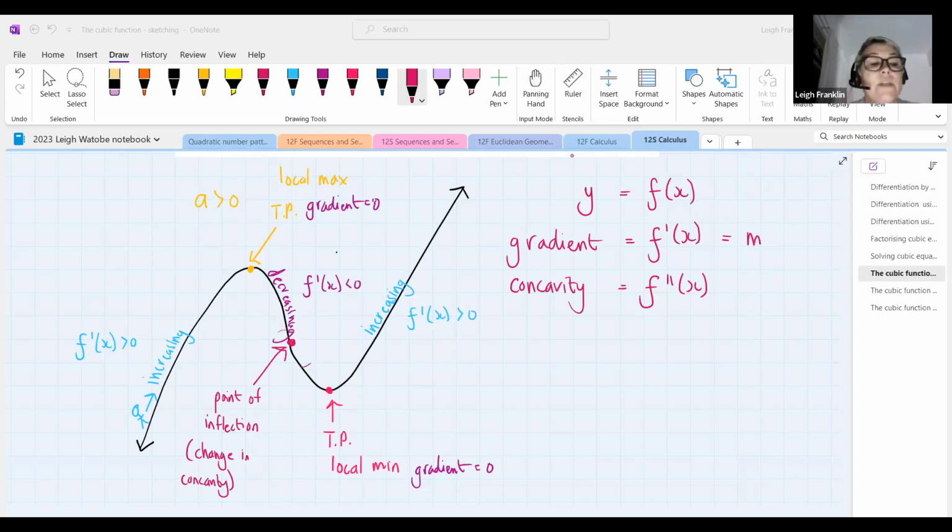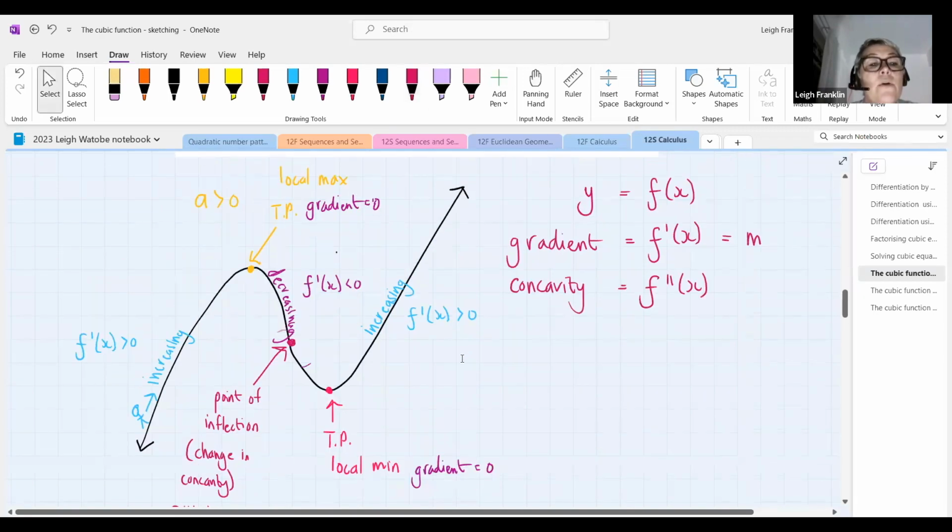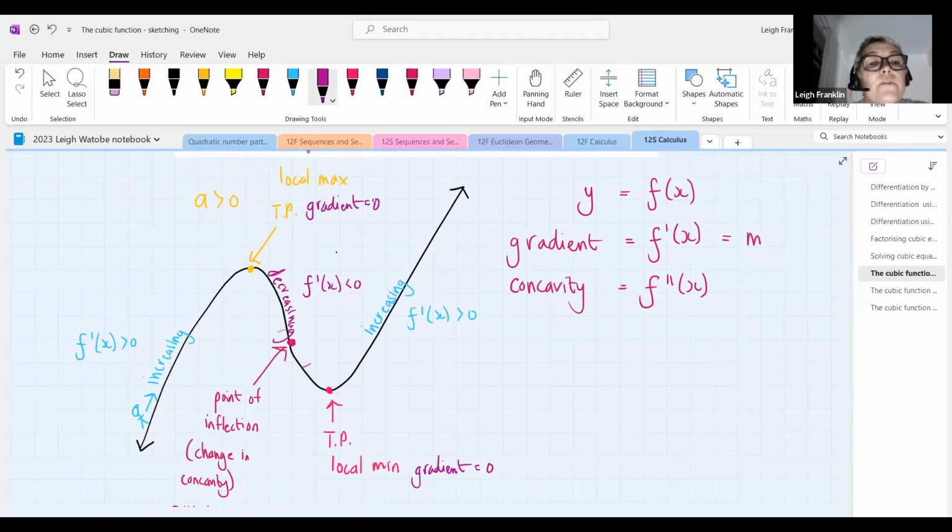We would say that at the point of inflection, your second derivative will be equal to 0. At the turning points, your first derivative is equal to 0. I'm going to say that again. At your turning points, your first derivative is equal to 0. At the point of inflection, your second derivative is equal to 0. Your first derivative is gradient. Your second derivative is concavity.